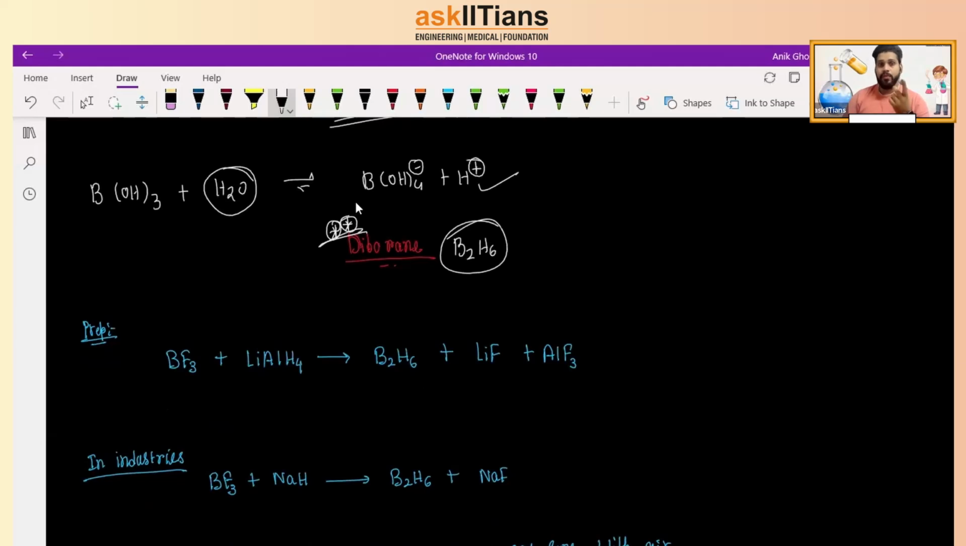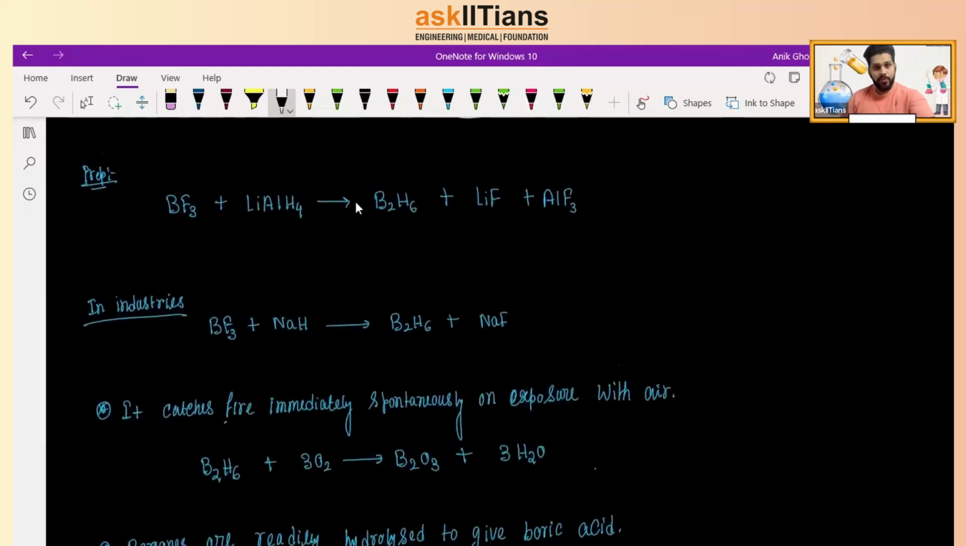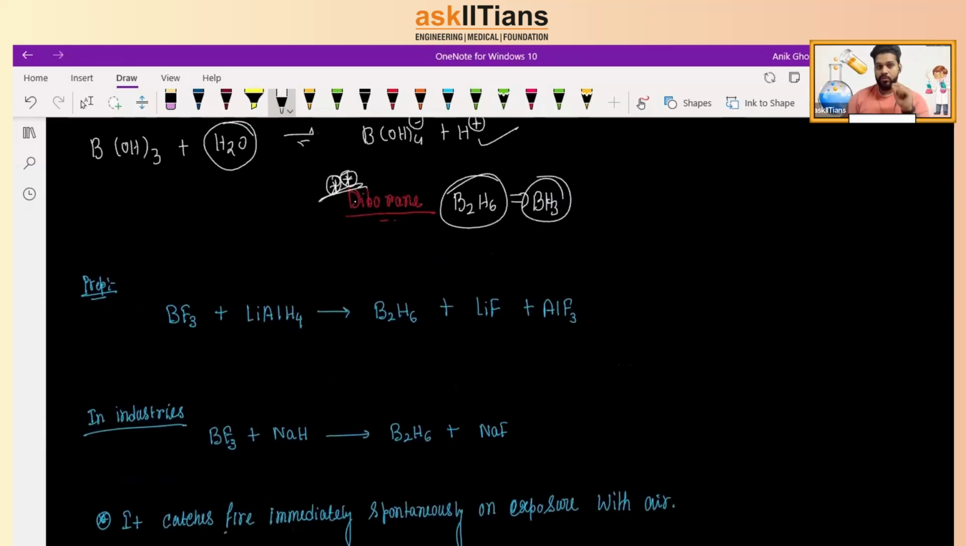B2H6 is something that you have heard about, guys, in the alcohol phenol ether chapter in the hydroboration oxidation, right? Same thing, B2H6. B2H6 is a dimer of BH3, I used to tell you at that time. Now, how do you form this BH3? Remember, in the beginning of this video, I told you during the anomalous properties that boron hydrides cannot be found like with the other elements. You just react it with hydrogen and you get it.